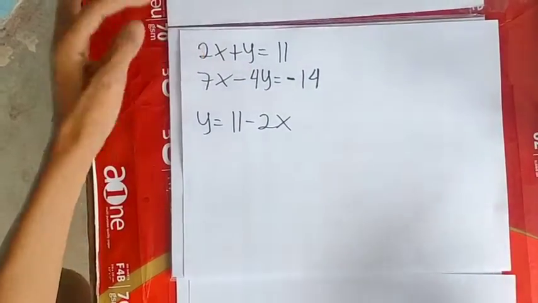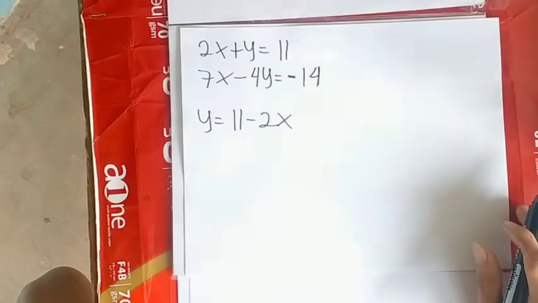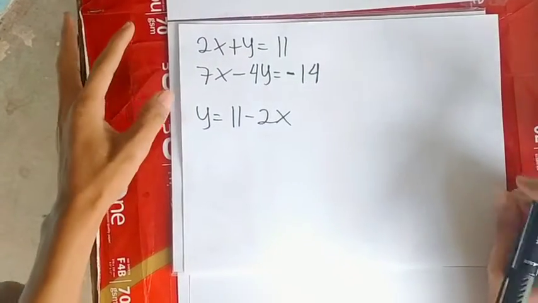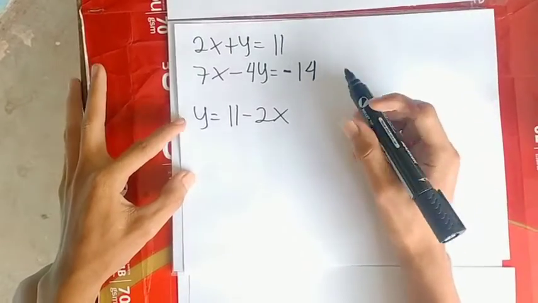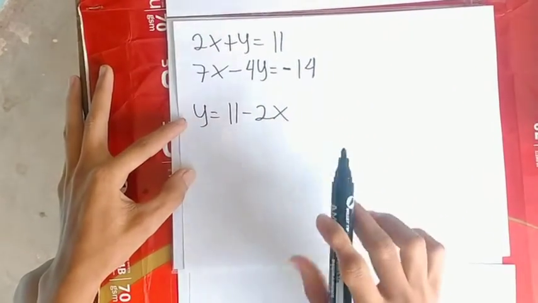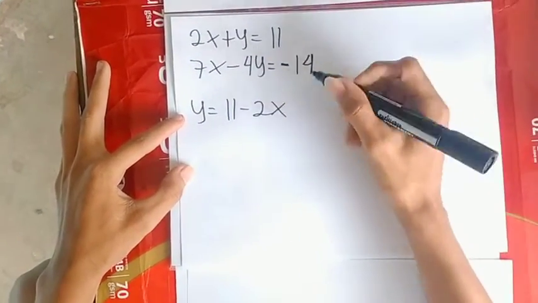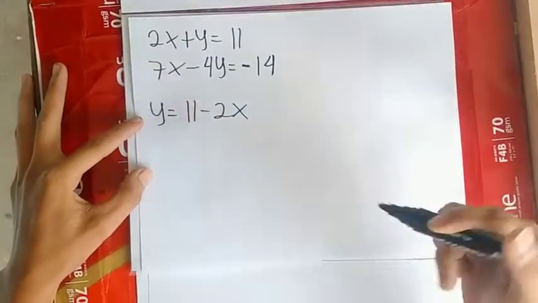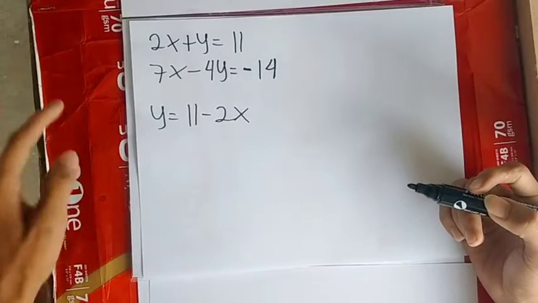So we are going to transfer this to the right side, and remember, if we transfer, we need to change the sign or the symbol. Then second, this is the first step.